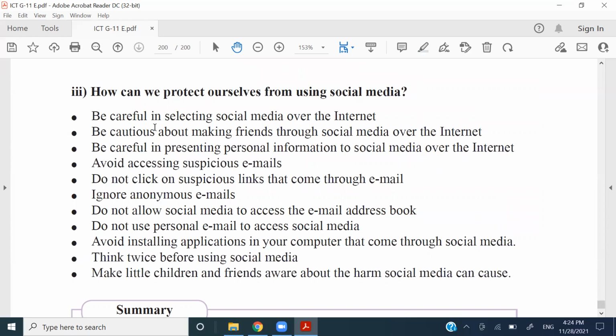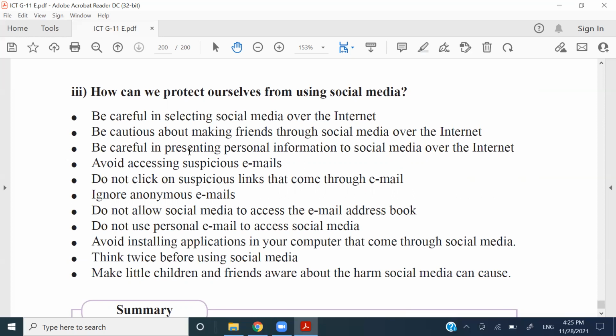So be careful in selecting social media over the internet, right? Be cautious about making friends through social media, because, maybe not you, but most people tend to create relationships without knowing the person. Like, we don't know who is the actual person behind that photograph that we can see on social media. So if you really don't know the person, don't make any friendships or connections with them, right? And be careful in presenting personal information on social media, because it can easily be misused, right?